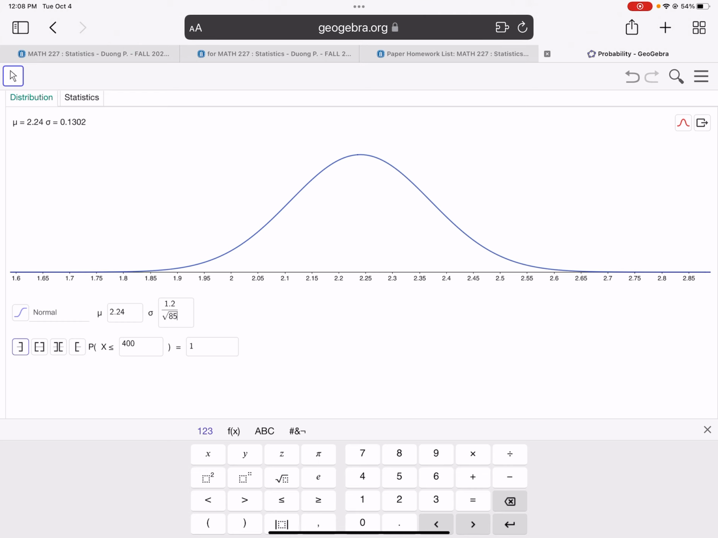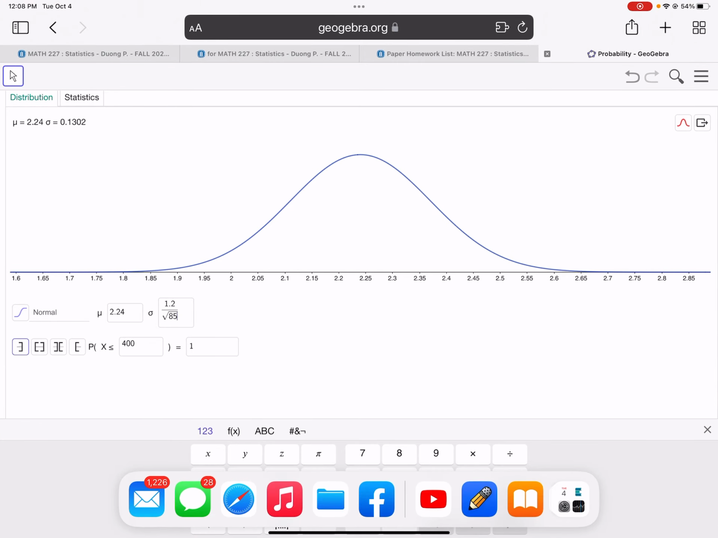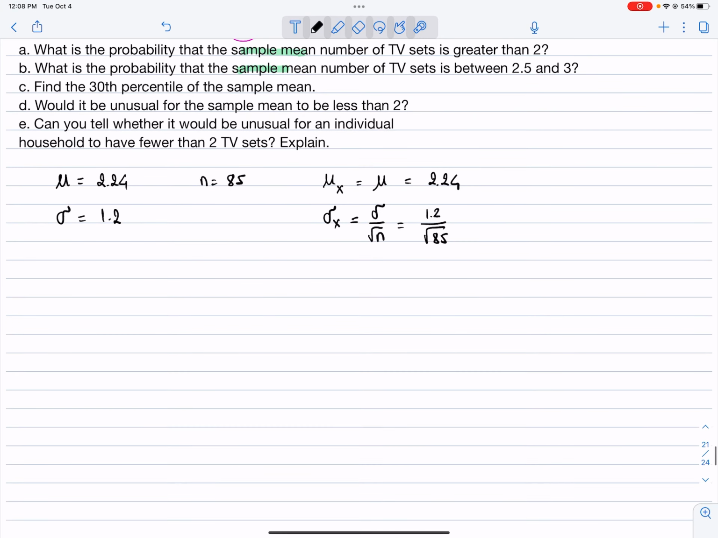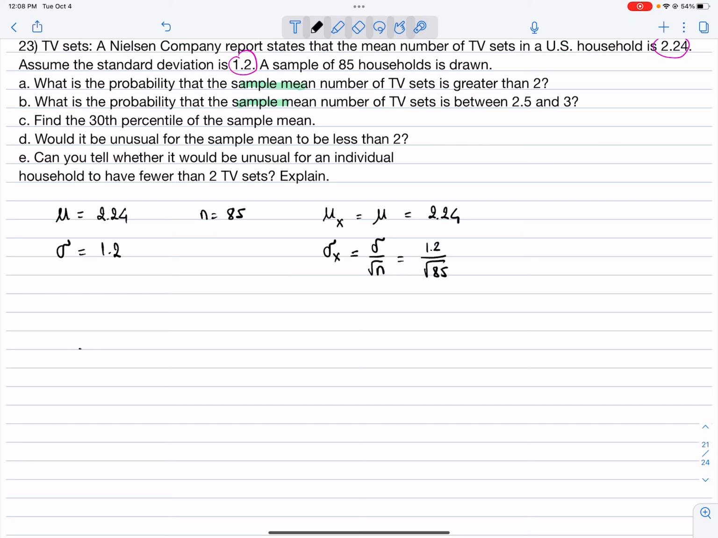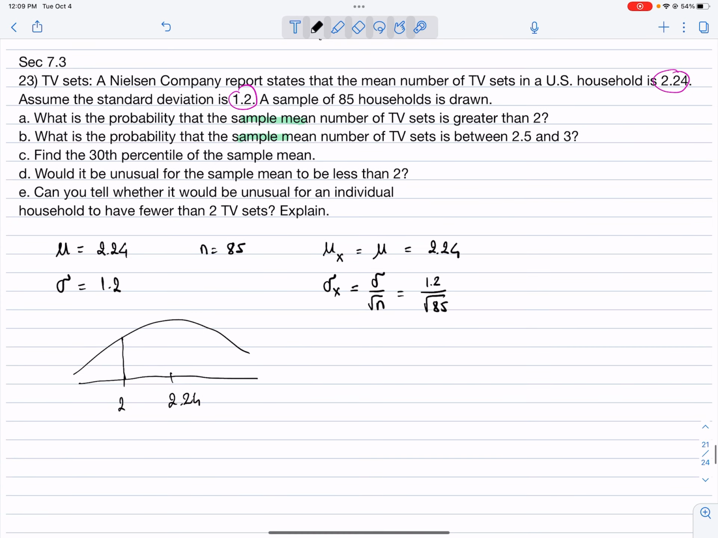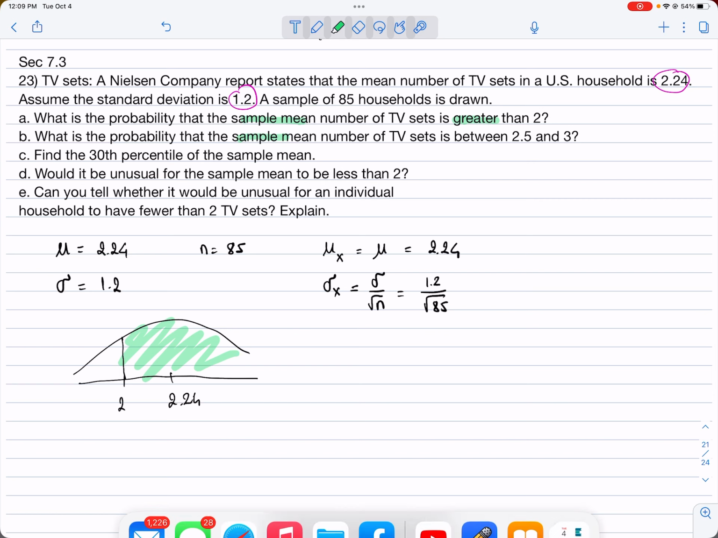After you finish inputting the numbers for the mean and the sample standard deviation, you want to find the probability that the sample mean is greater than 2. So let's draw the picture. You have 2.24 for the mean, so 2 is here. You draw the line, and because the problem says greater than 2, you shade on the right side. Our job is to find this probability.